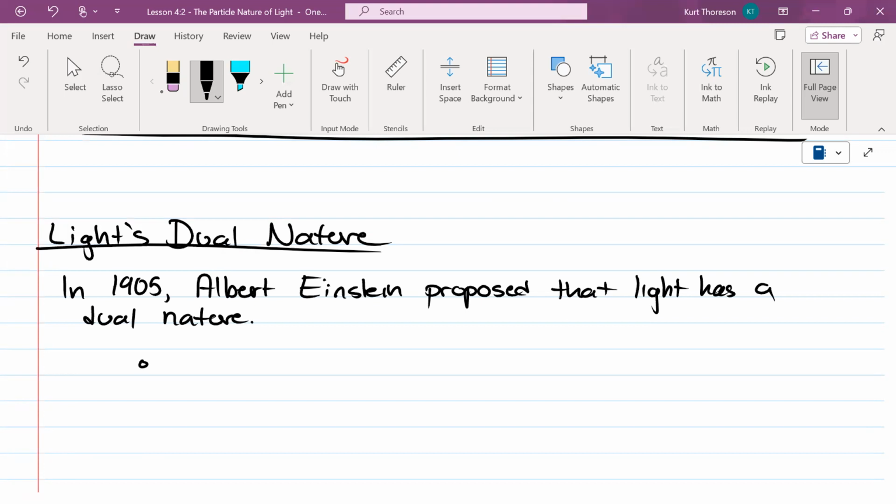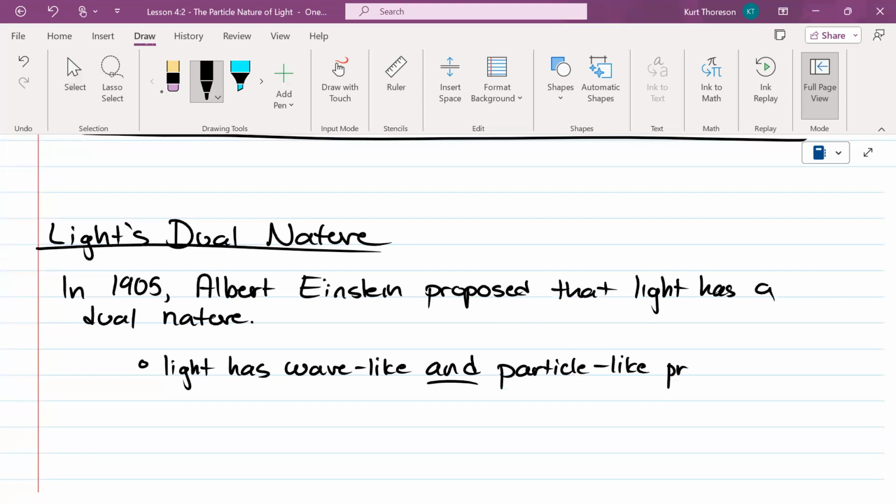He suggested light has wave-like and particle-like properties.